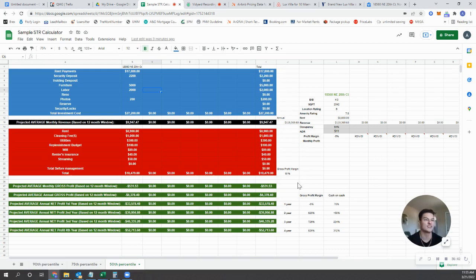Otherwise, it's not going to work, right? So that's why we break this thing out. One, to see how strong the deal is, because sometimes I look at the 50th percentile and I'm still making a 20% profit margin. That's a really good deal. That means if I crap the bed here, I'm still going to be making money. That's an awesome situation to be in.